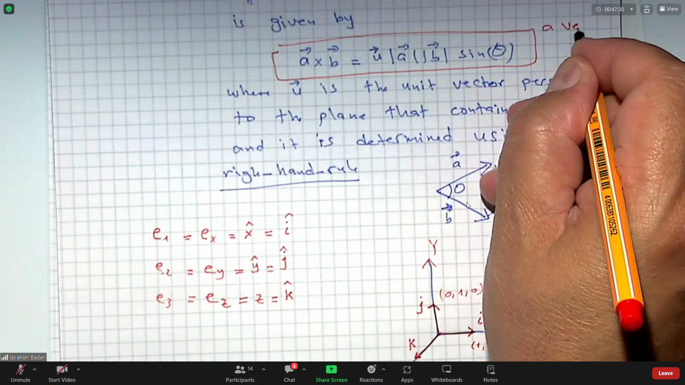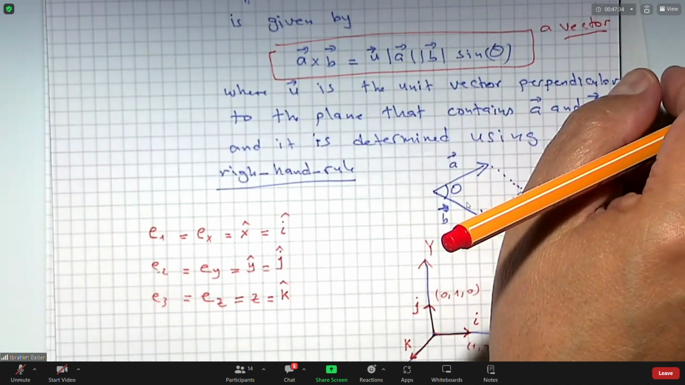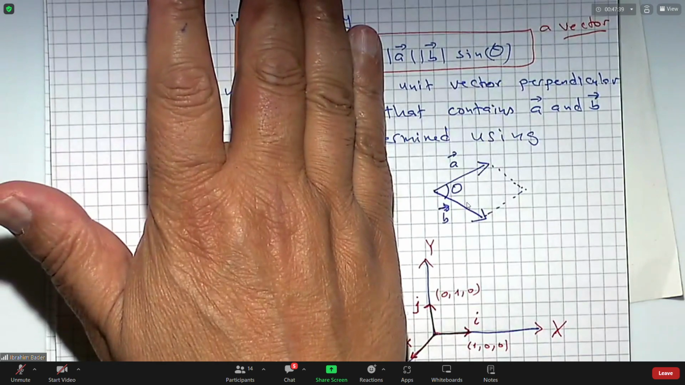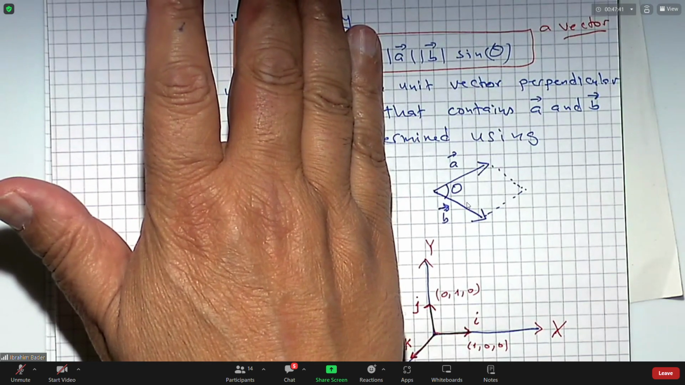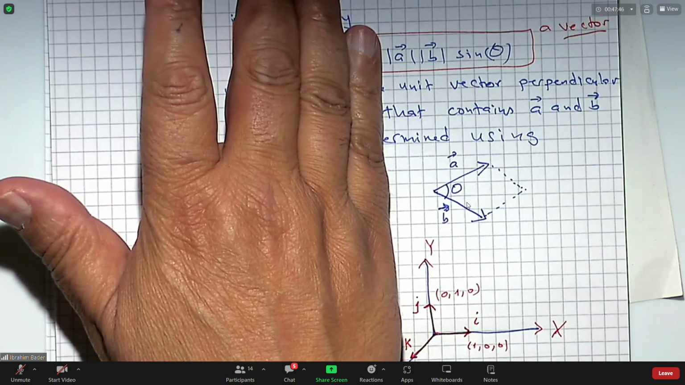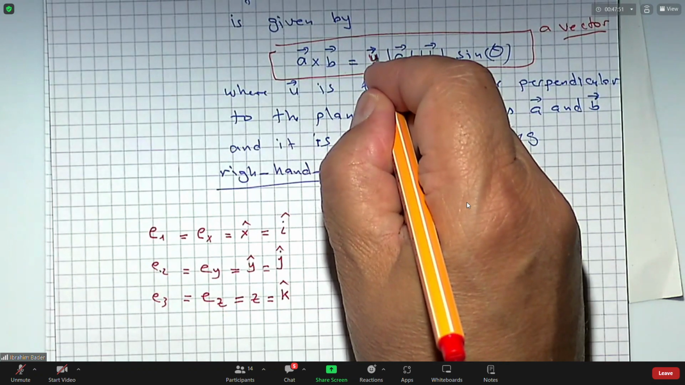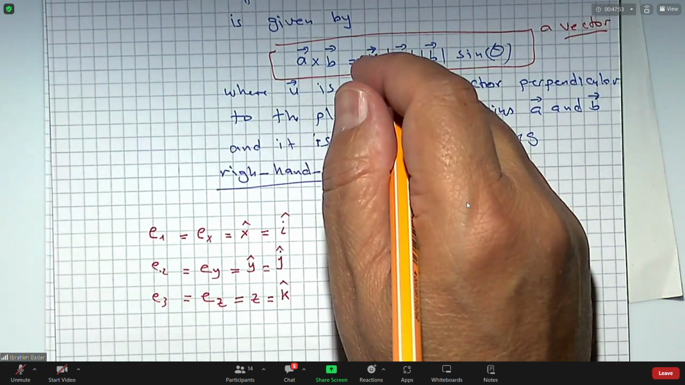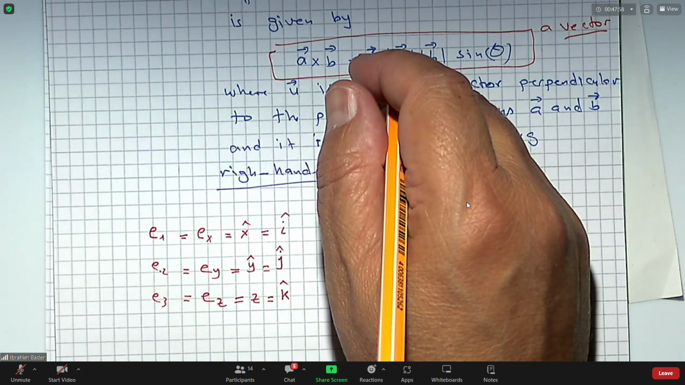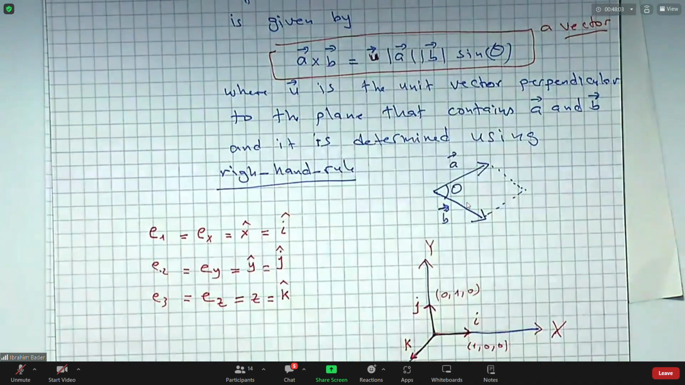Okay, it's a vector, and a vector usually has magnitude and direction. Now this part here will evaluate the magnitude of this vector. In short, we will see the geometric interpretation of that, but it needs a direction. So this U here will show us the direction, how to decide which direction this cross product goes, up or down. So we use the right hand rule.